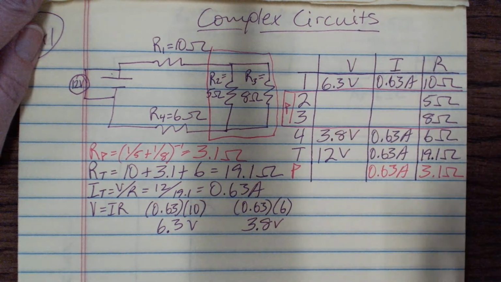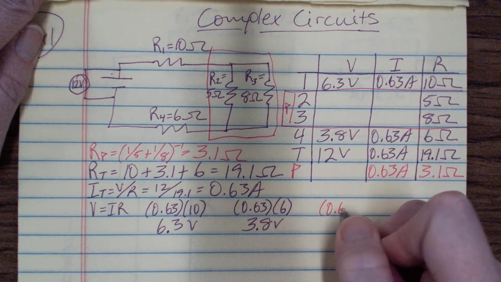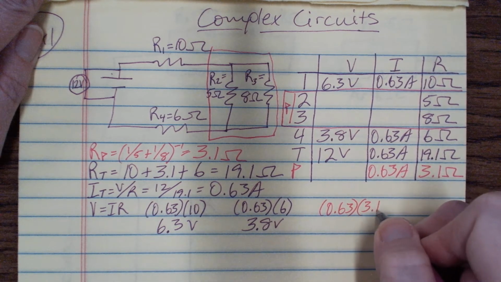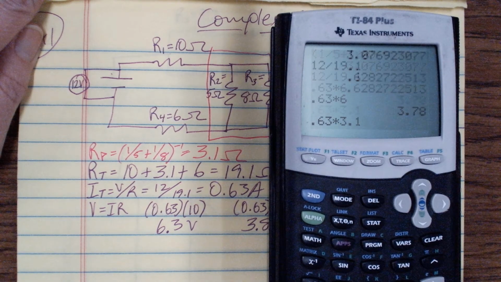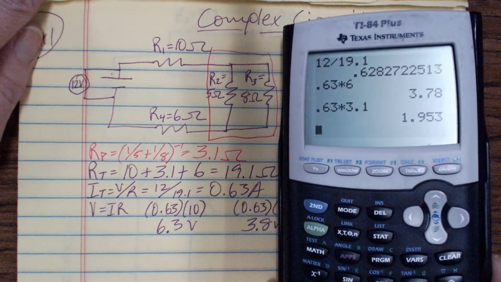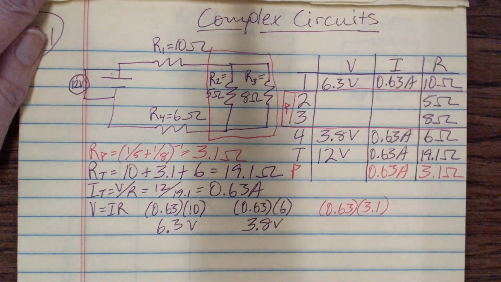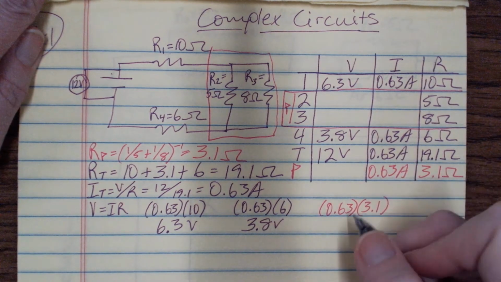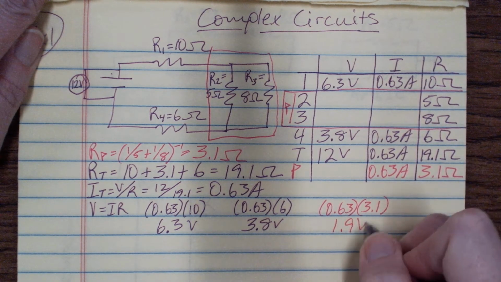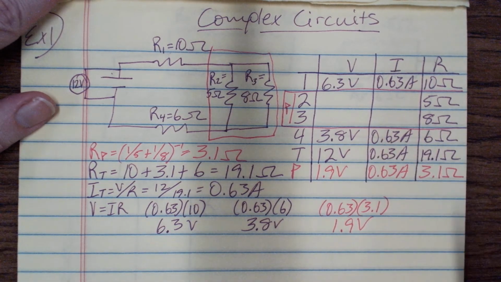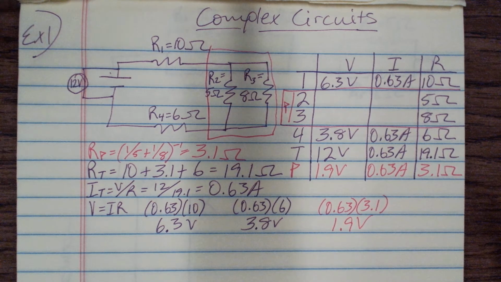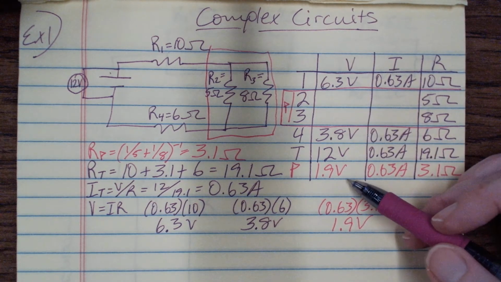And the parallel portion, 0.63 times 3.1. And it's about, I'm going to go with 1.9. I think that'll make my math work a little better. I rounded the other two up, around that one slightly down. All right, so 1.9 volts. Now, for the parallel portion of my circuit, the voltage is uniform. So that means the voltage on resistors 2 and 3 are also 1.9.